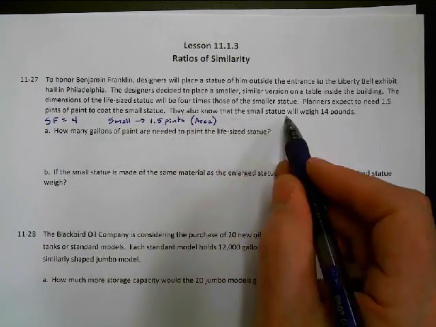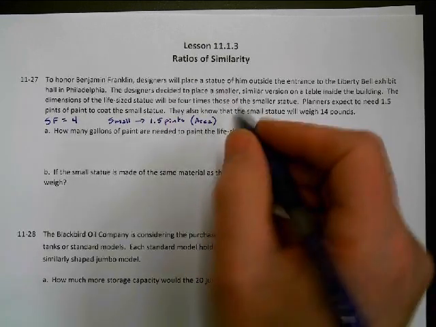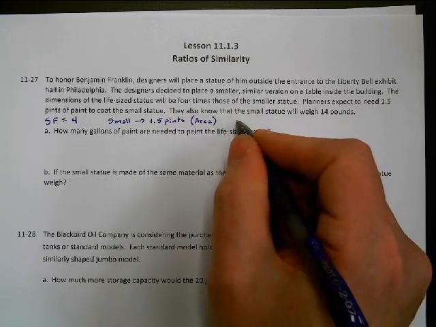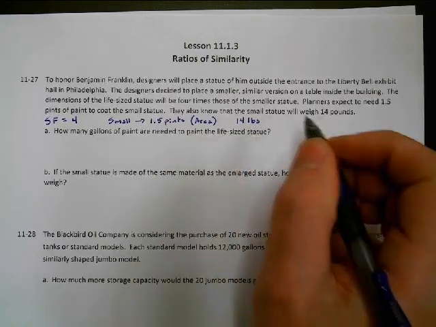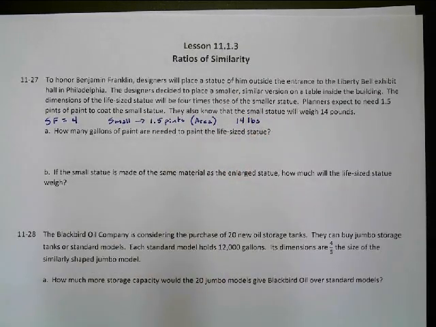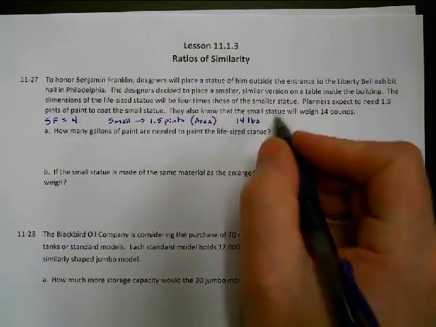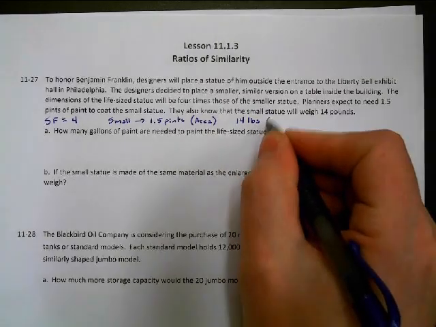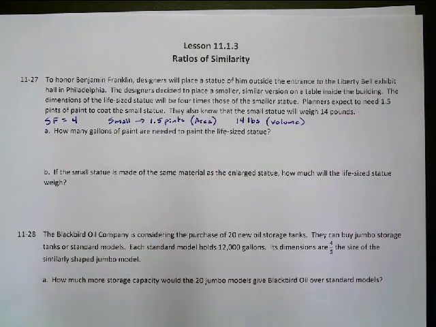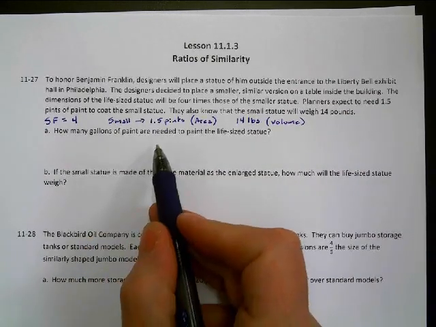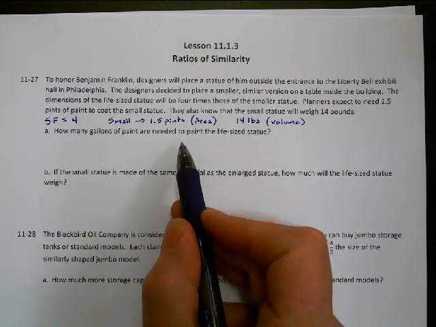And they also know that the small statue will weigh 14 pounds. So we know that it's going to be 14 pounds. And that's representing the materials that make up the statue. So that's representing the volume. How many gallons of paint are needed to paint the life-size statue?